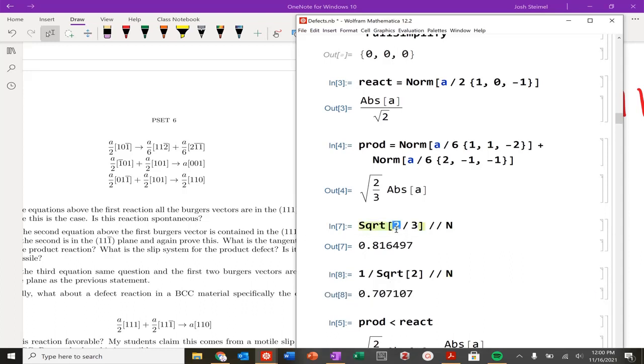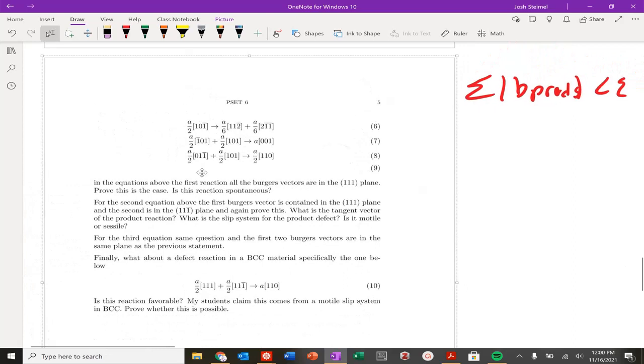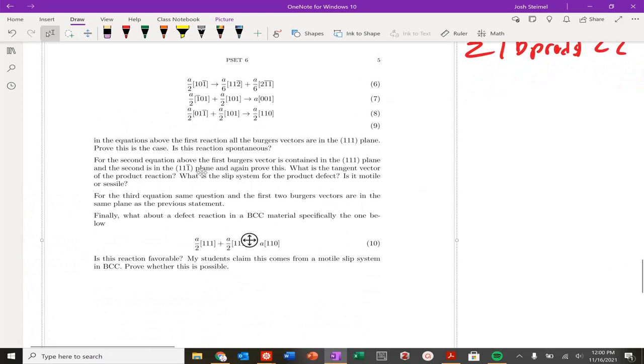So is this reaction spontaneous? No. Looking at these values, the sum of the magnitudes of my products is greater than that of the reactants. So this is not going to be a spontaneous reaction. Nope, not spontaneous. Second equation: the first Burgers vector is contained in the 1, 1, 1 plane.